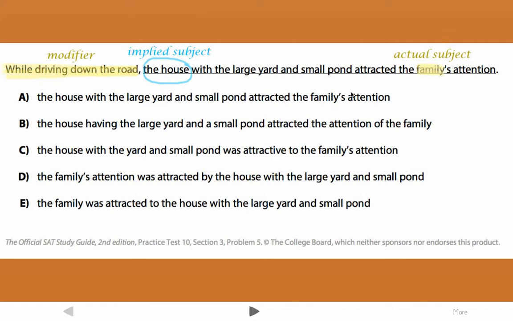So therefore, the family needs to be moved directly next to the modifier so that there is no confusion that the house might be the one that's driving down the road, which makes absolutely no sense.